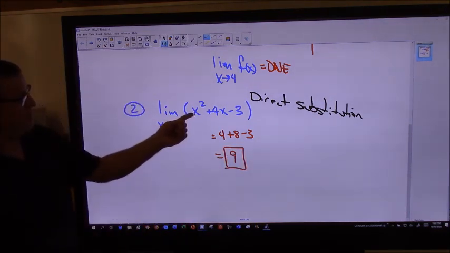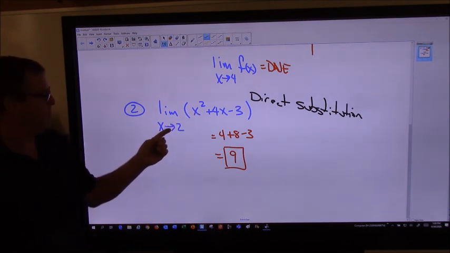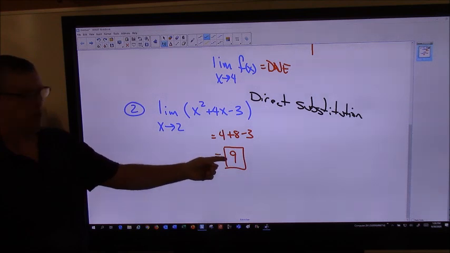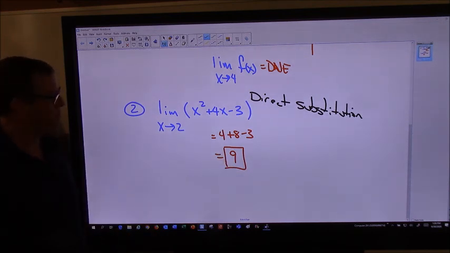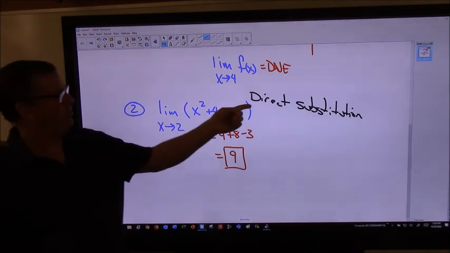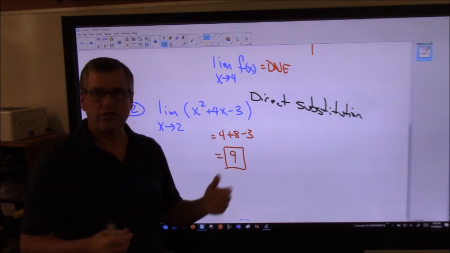When you look at this, this is a parabola. It's not undefined anywhere. And so what happens when x gets close to 2? My y values get close to 9. Okay, it gets really close to that point 2 comma 9. Direct substitution doesn't happen very often, but it does occasionally.